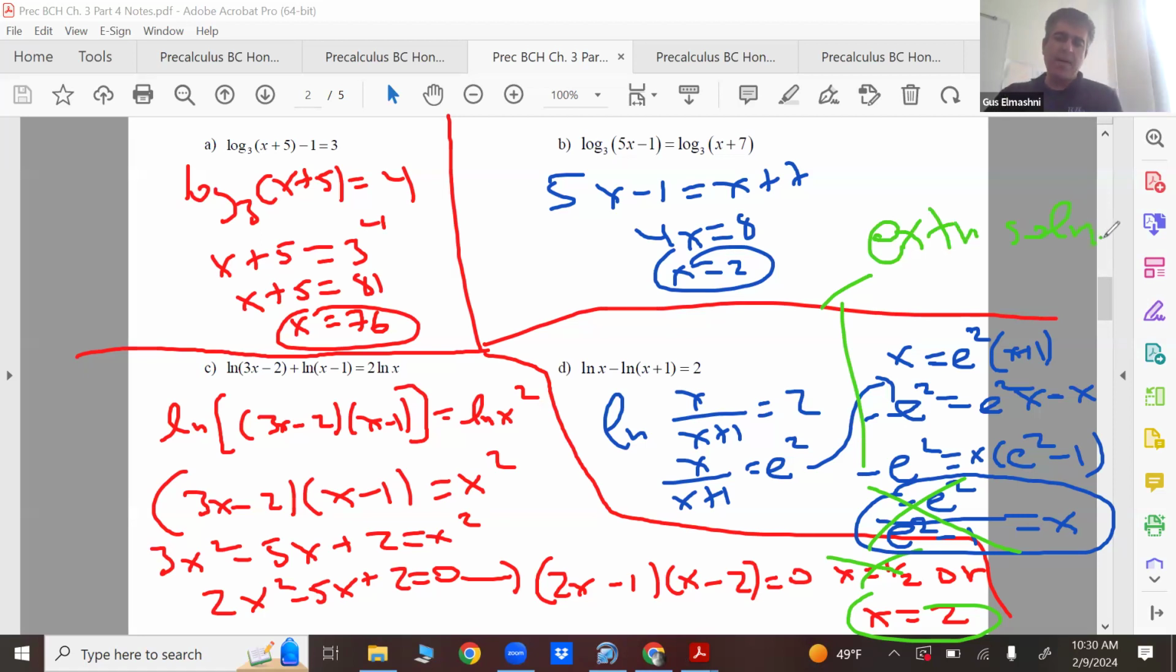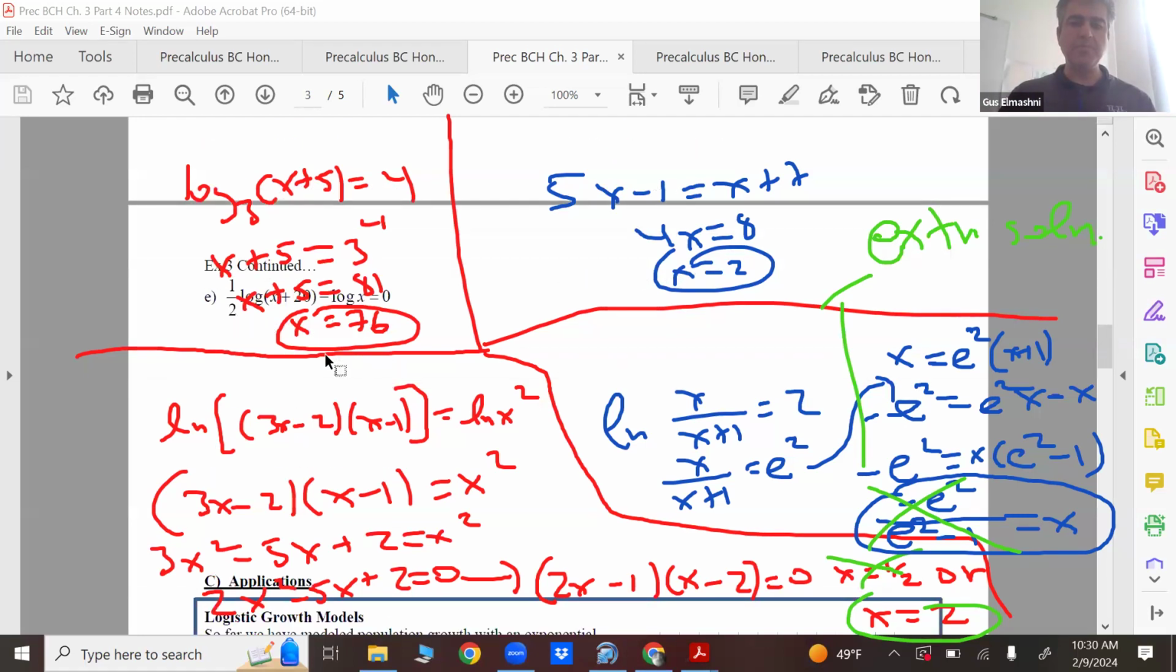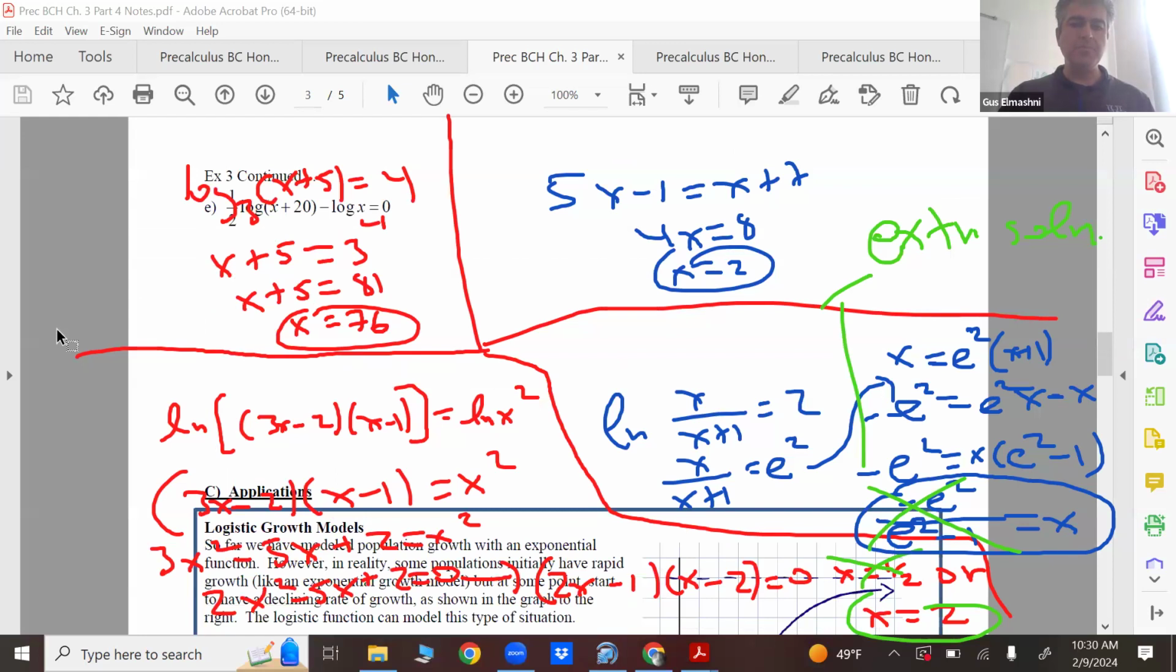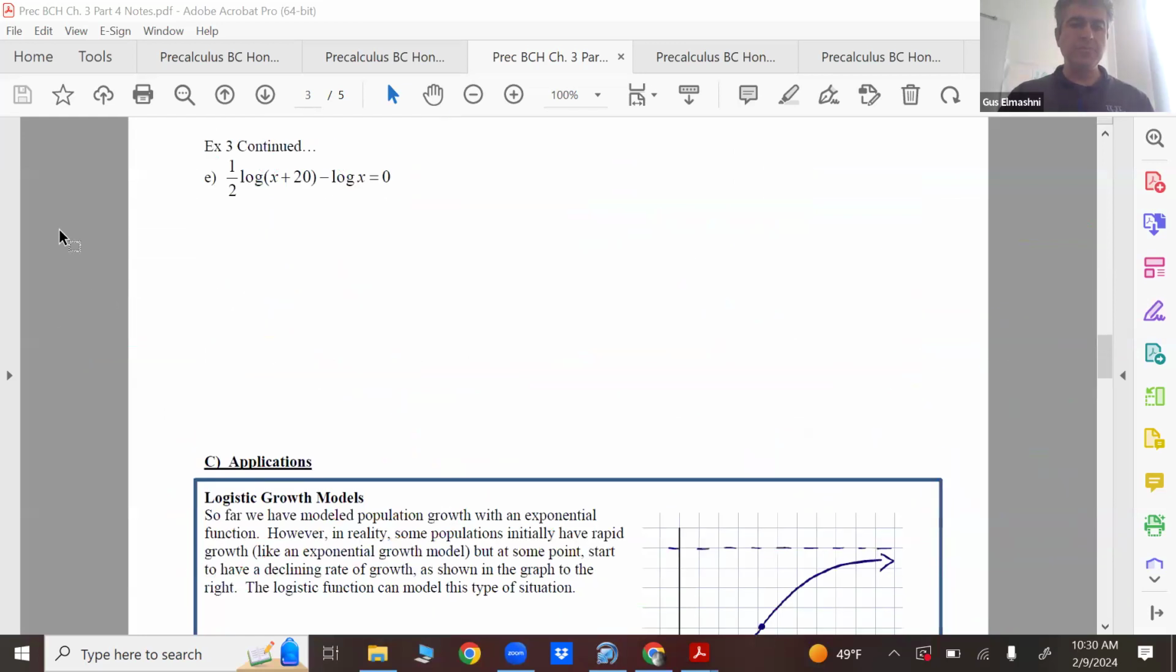Yeah, because you can't log negatives. It's gonna be no solution, guys, because you wind up getting an answer that's negative when you isolate x, so not cool. Okay, we're cool? We're good? All right, let's keep going.